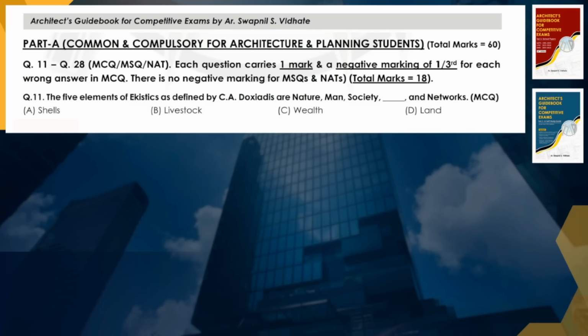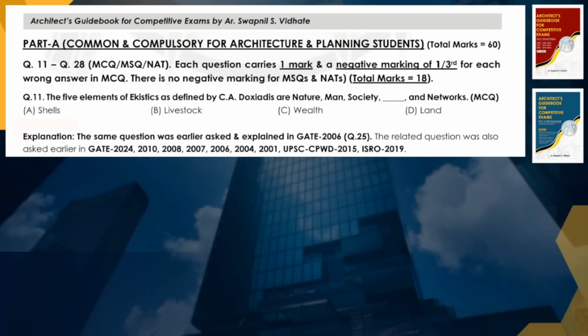The five elements of ekistics as defined by C.A. Doxiadis are nature, man, society, and dash and networks. It is an MCQ question. Options are shells, livestock, wealth, and land. So a question related to ekistics was previously asked multiple times. We have already explained the theory related to ekistics in GATE 2006 at question 25.